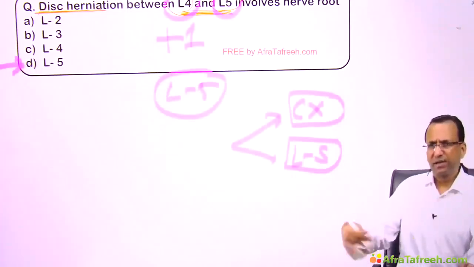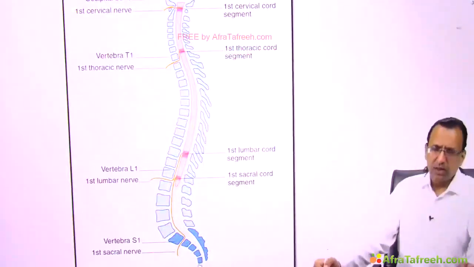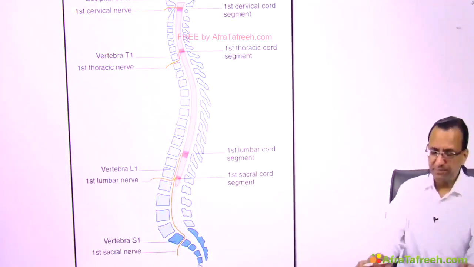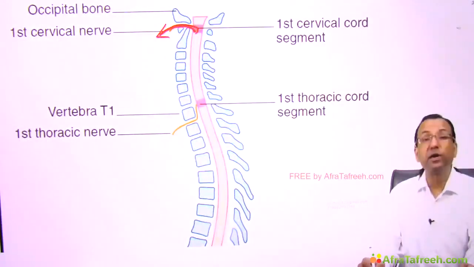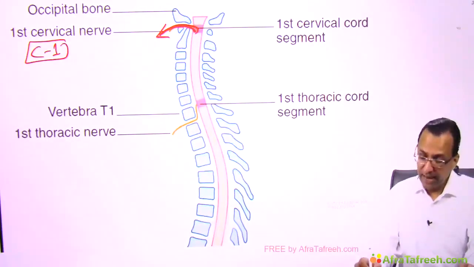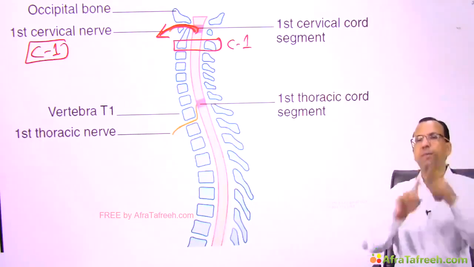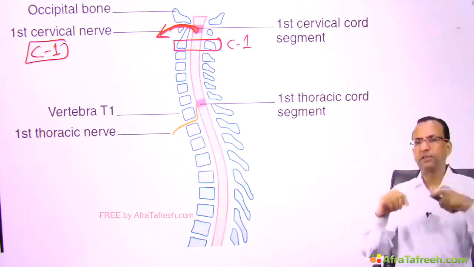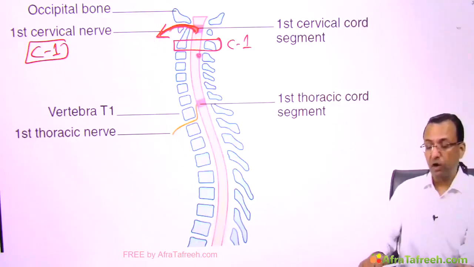Can we discuss some other levels? Yeah, we'll discuss. But remember one thing. In the cervical region, the spinal nerves are going above the respective vertebra. Means the C1 spinal nerve will be above the C1 vertebra. So you're telling that each spinal nerve will go superior to the corresponding vertebra? Yes, that is the point. Each spinal nerve is going superior to the corresponding vertebra.